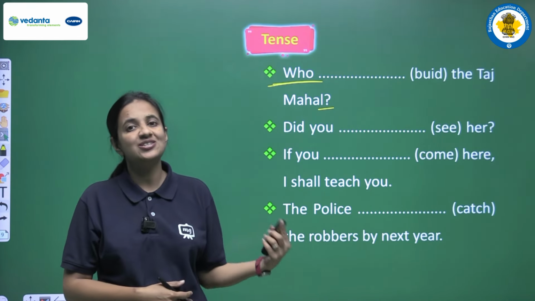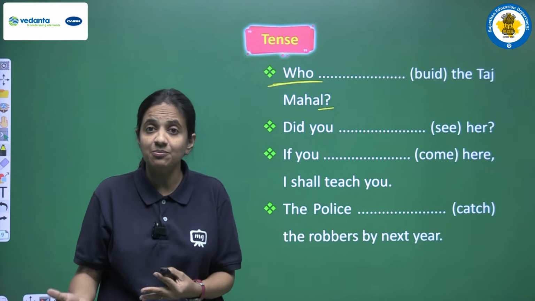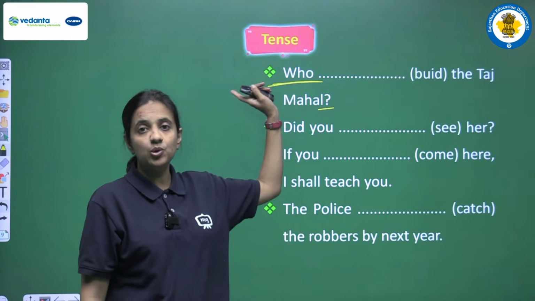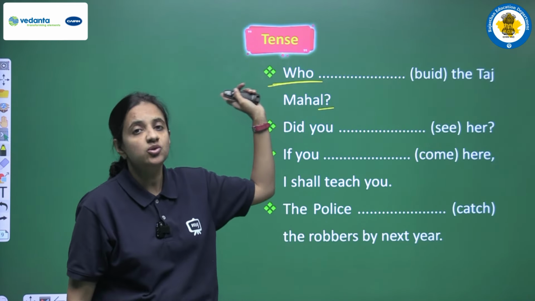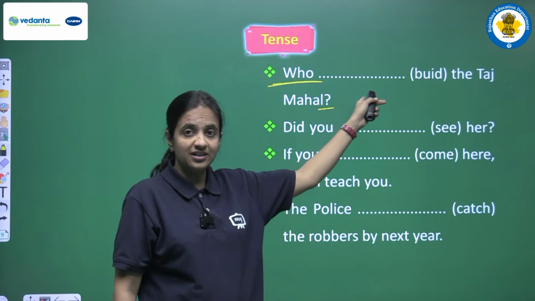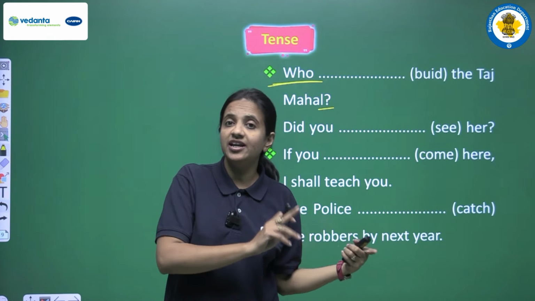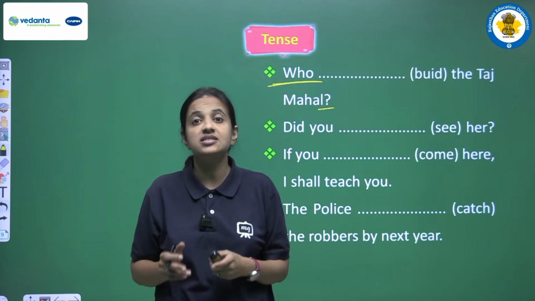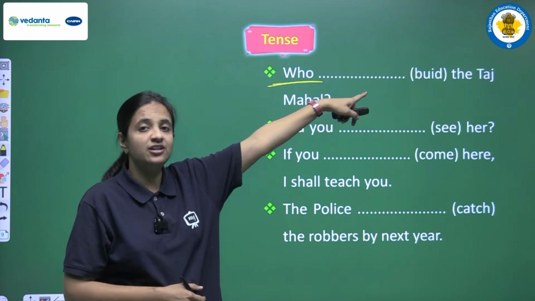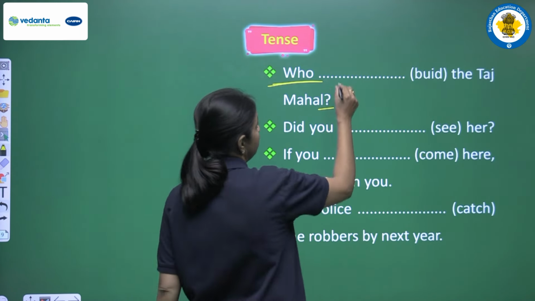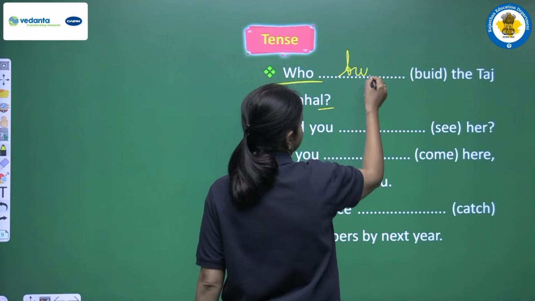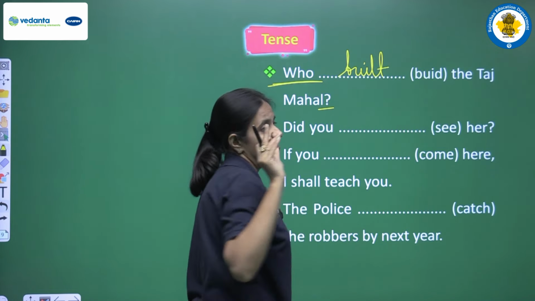So in this sentence we will use past simple tense, and here we are having who, that is a WH word. So yes, this is an interrogative sentence, but we do not want to use did plus first form. We will use the second form of build, that will be built. So again, this is a little bit tricky.